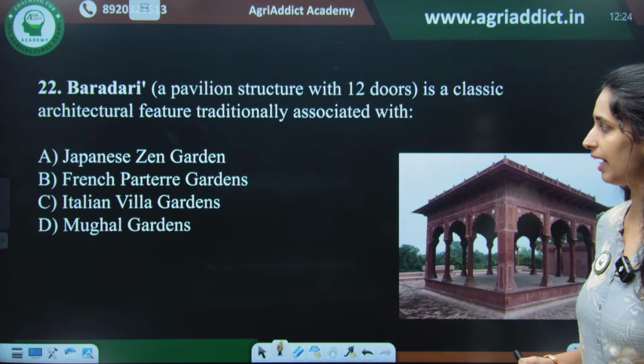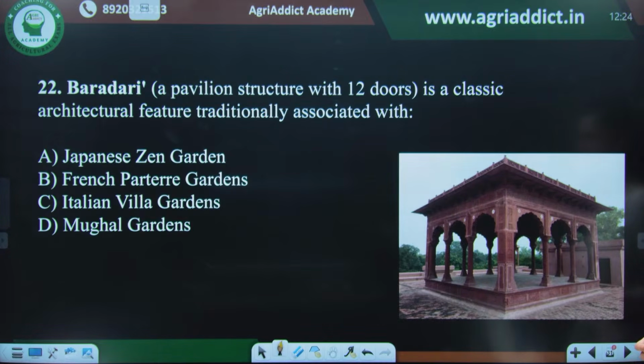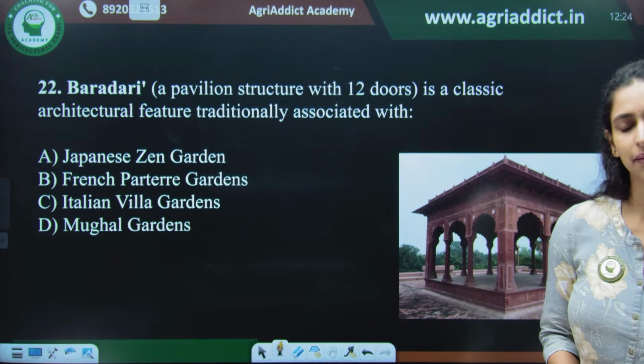22nd, Baradari, a pavilion structure with 12 doors, is a classic architectural feature traditionally associated with. ये भी बहुत आसान है.